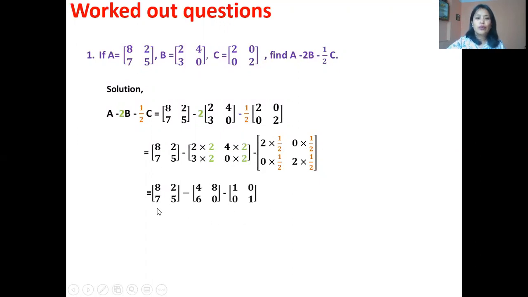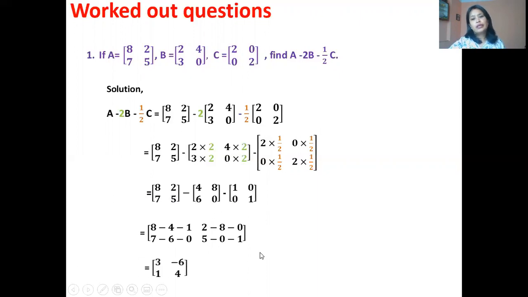Now we will perform matrix addition or subtraction on all these terms together. That is, corresponding elements of these matrices are operated together. Minus 8, 4, minus 1, 2, minus 8, 0, minus 0, 7, minus 6, minus 0, and 5, minus 0, minus 1. So this is the result.